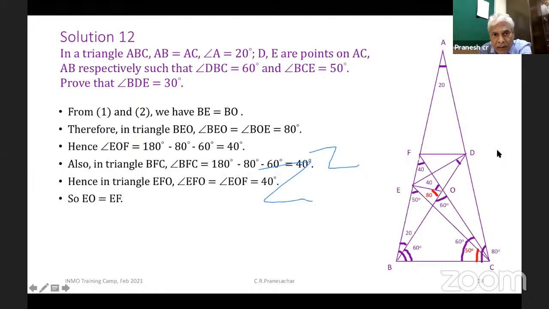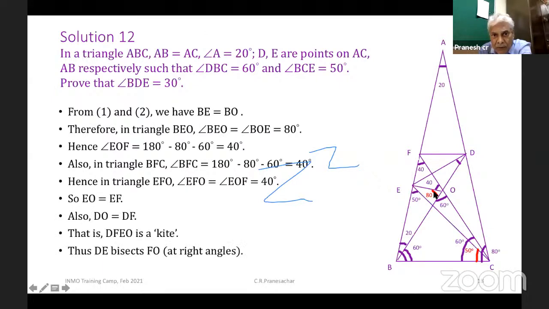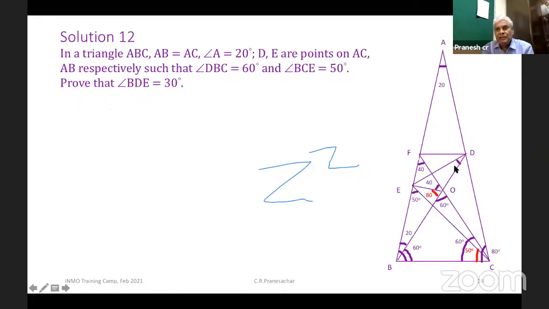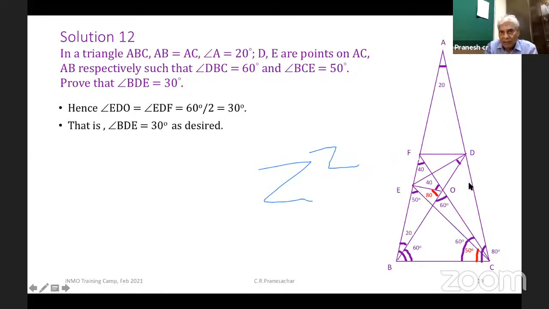Therefore, this becomes a kite. DFEO becomes a kite. Therefore, DE bisects the angle FDO, but FDO is 60 degrees. Therefore, this angle will be 30 degrees. That's the proof of this particular geometrical proof. This is one of the geometrical proofs. There are several geometrical proofs.